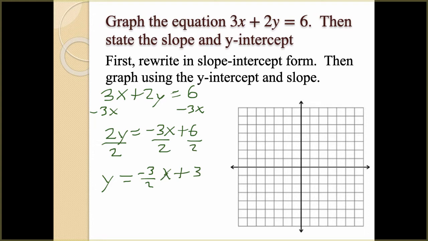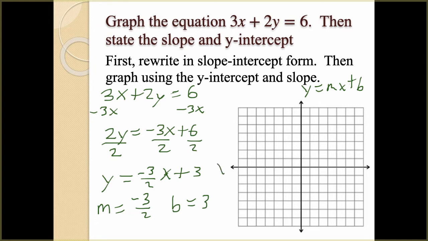With this equation, we now know our slope, because remember our formula, our equation is y equals mx plus b. So our slope is negative 3 halves. And our intercept, our b, is 3. We're going to use these to graph. So our y-intercept is 3.